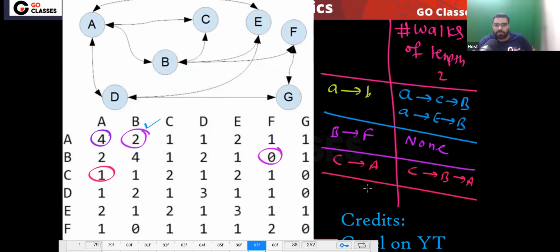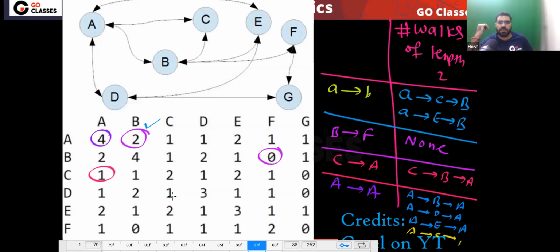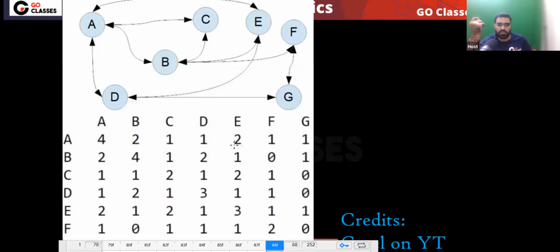Now notice this value, from A to A. How many? You can easily see there are 4 from A to A. You can go from A to B and then to A, from A to D then to A, from A to E then to A, or from A to C and then to A. So there are 4, so this value is 4. I hope this point is clear. This is what A square is telling you.